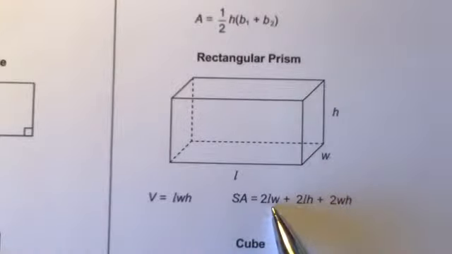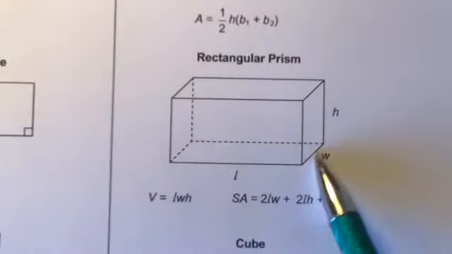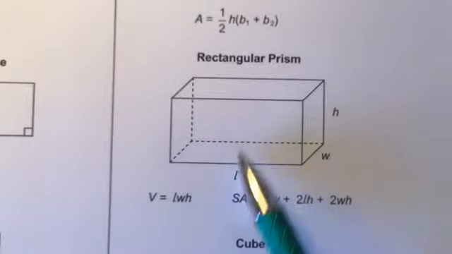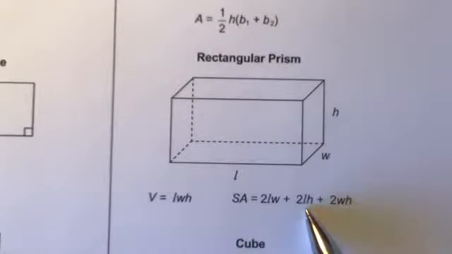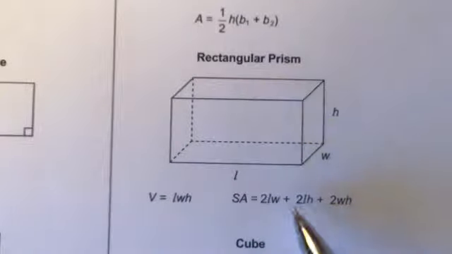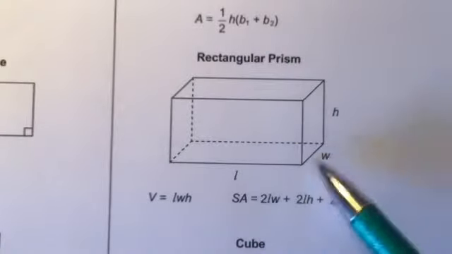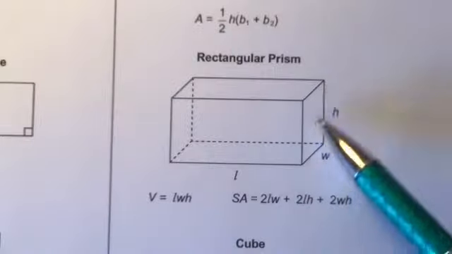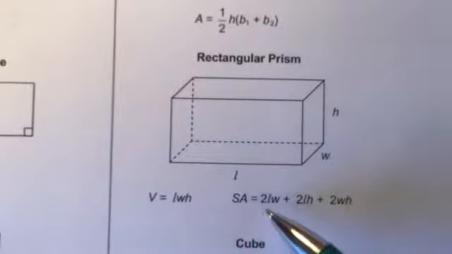Length and width, that would be your bases, the bottom and the top. L and H, that would be this front face and that back face. And WH would be these 2 side panels here and here. And then we're multiplying by 2 because there's 2 of each, and just add all that together. All right, so really it's pretty easy to use a formula. I'll show you some examples.